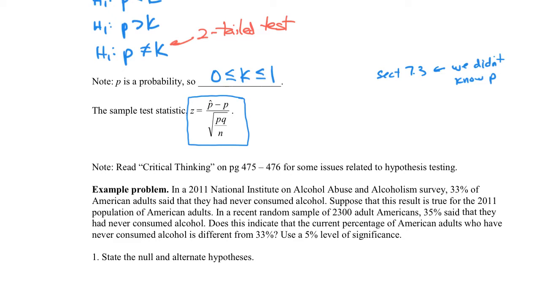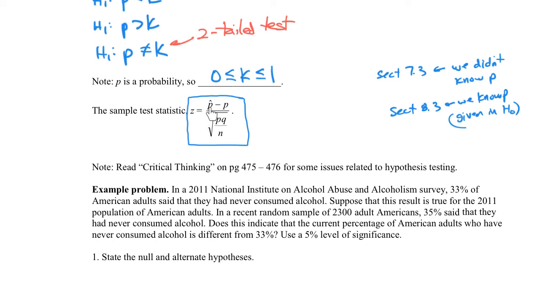So in section 8.3, we know P because it's given in the null hypothesis, right? So that's one of the differences. We're actually going to know what P is, or at least what we believe it to be. So that'll be different. When we use this, we actually plug in P.